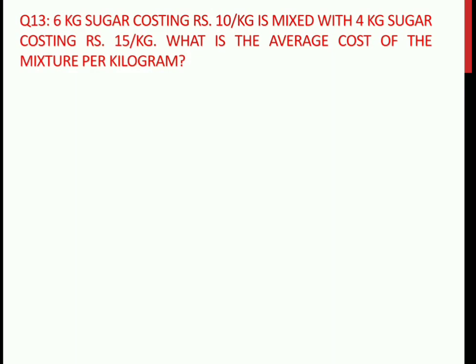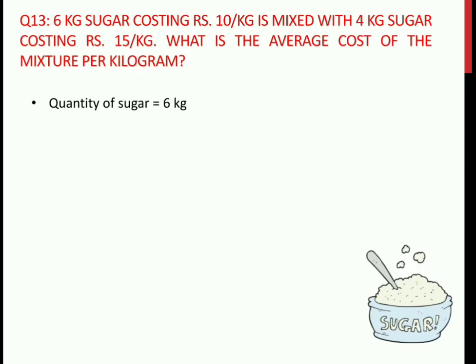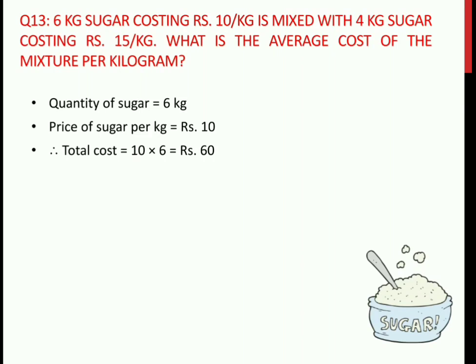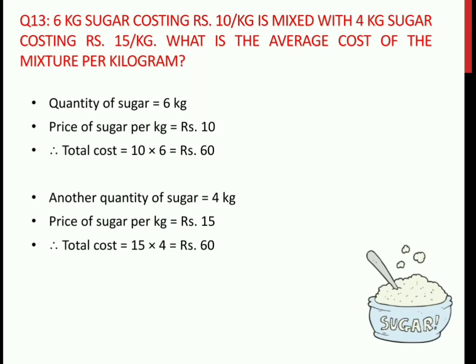So for 6 kg the amount will be 10 into 6, which is nothing but 60 rupees. Same way for 4 kg sugar the amount is 15 rupees per kg, so 15 into 4 will be 60 rupees. So you can say that for 6 kg sugar at 10 rupees per kg, the total cost is rupees 60. And another quantity of sugar is 4 kg at 15 rupees per kg, so the total cost is rupees 60.